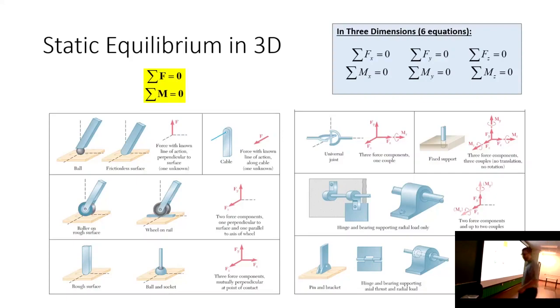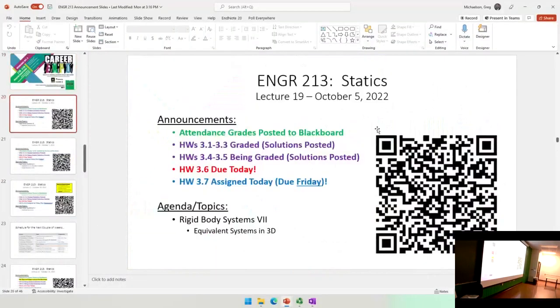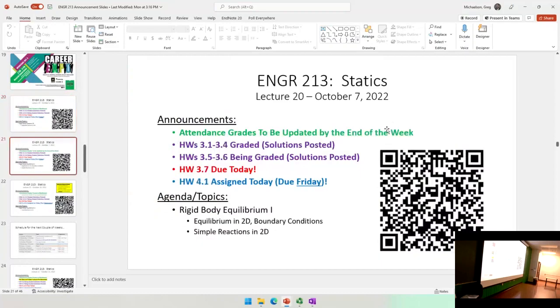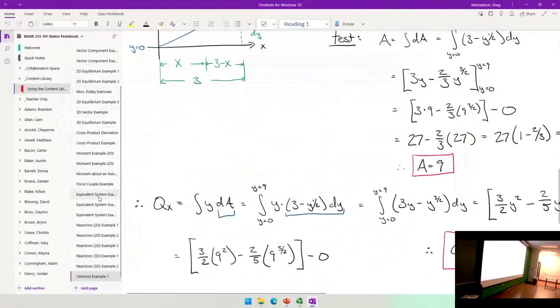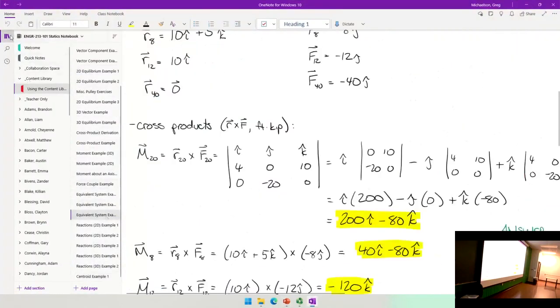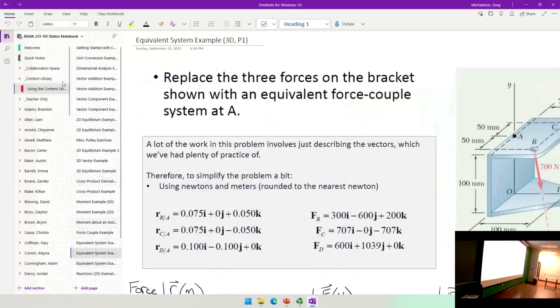Let me see. Hold on. I might be able to diagnose that. Give me a second. October 5th. Okay, equivalent systems in 3D. You're talking about this one right here? Or this one?